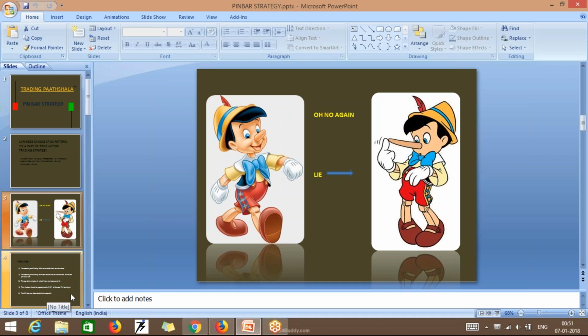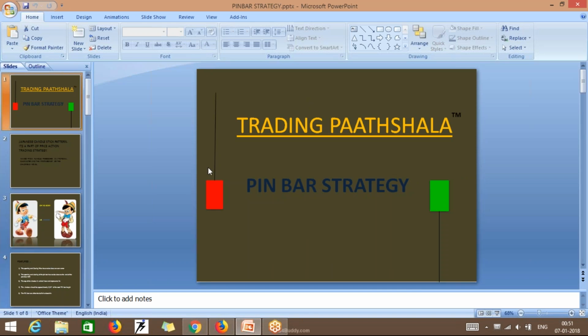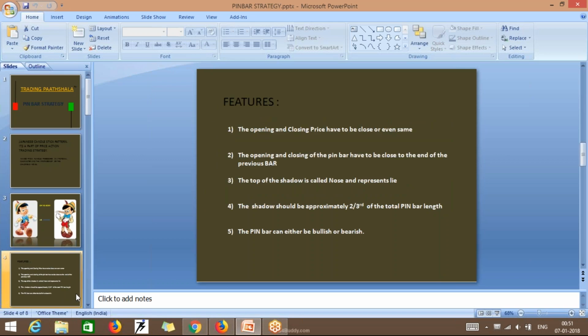So let's move on to a few features of the pin bar. We usually call this long tail a shadow, or we call it wicks. But why pin bar? This is exactly the background of this strategy. It's called a pin bar after this cartoon character, Pinocchio.